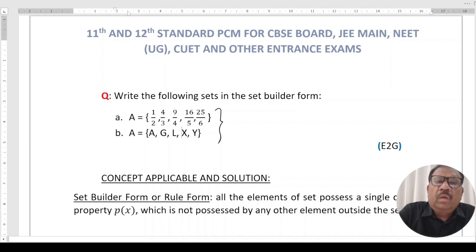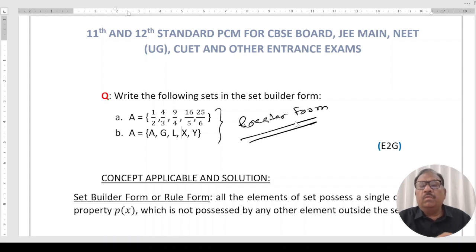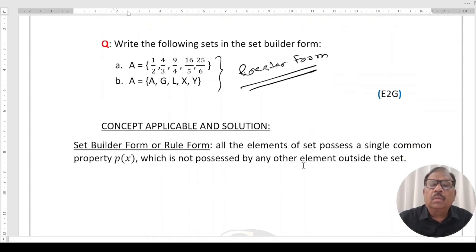Question is, write the following sets in the set builder form. Given form is roster form. You have to write in set builder form. What is set builder form? All the elements of the set possess a single common property which is not possessed by any other element outside the set.